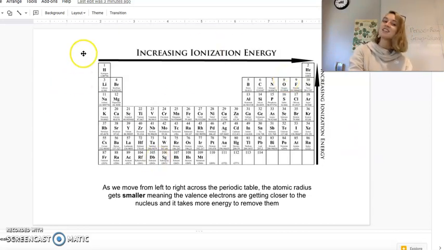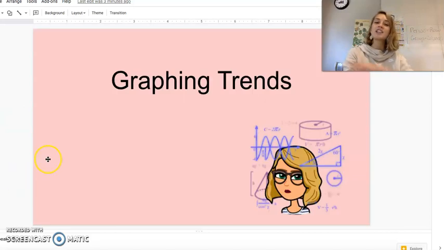And that is it for ionization energy. Next time, we're going to be looking at some graphing trends with both of these. So, I will see you then.